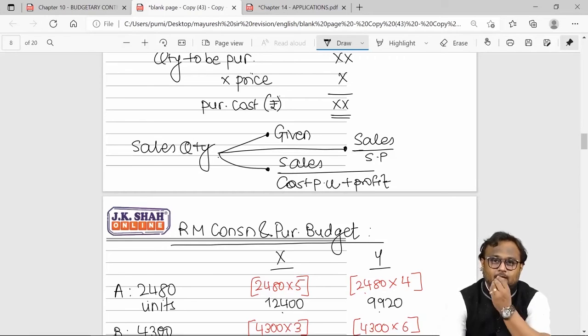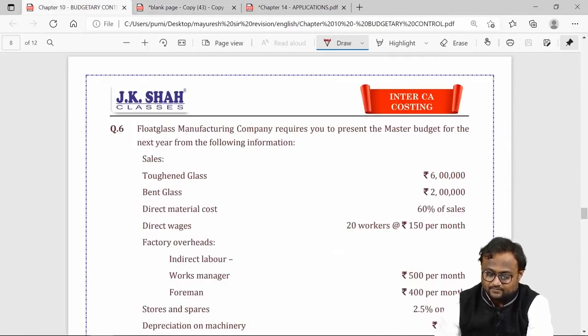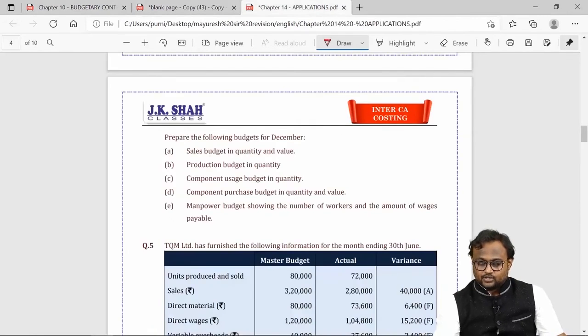Listen, you know one thing, no? The 19,57,200 should be your contribution. And when you already know that 19,57,200 should be your contribution, just simply find out contribution per unit on the basis of given information. It is so simple.